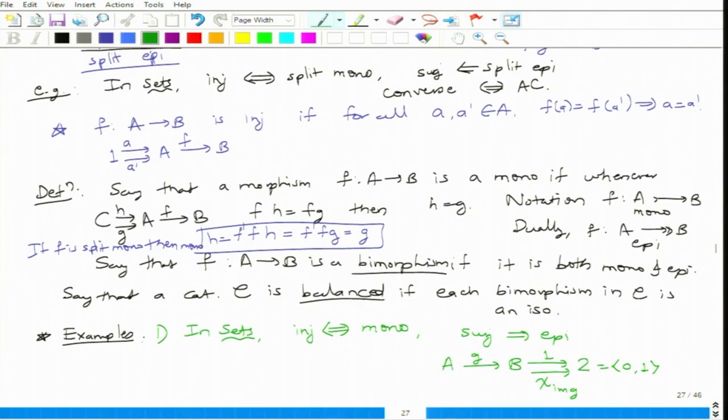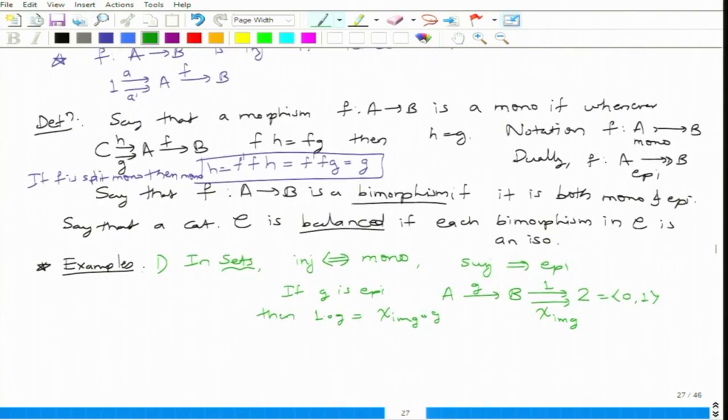Okay, so if G is an epimorphism, then in this diagram, 1 composed with G and chi of the image of G composed with G are equal. Let me write this. If G is epi, then 1 composed with G equals chi composed with G, that will imply what? And what does that mean? The image of G is equal to B, which means G is surjective.